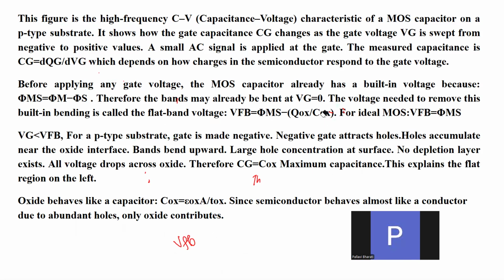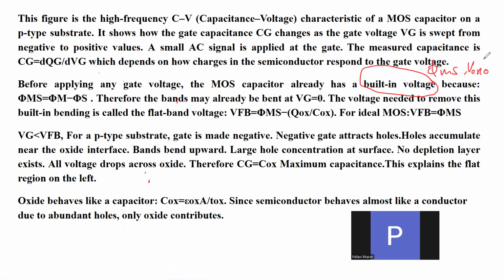Sorry, for a P substrate, what you need to apply for accumulation is a negative voltage. The negative voltage is applied so that first the bands can be made flat. How to make the bands flat? Whatever built-in potential was already there has to be overcome. You have to overcome the built-in voltages because of psi_ms and V_ox0.